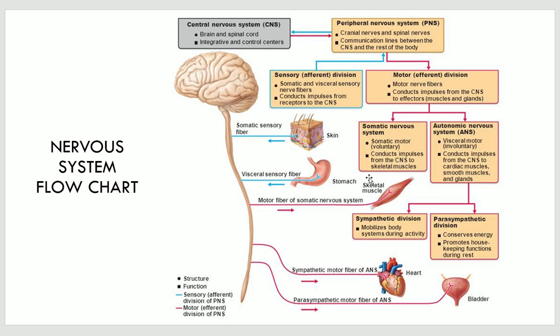to the skeletal muscles. Autonomic is involuntary. In the somatic nervous system, so somatic, motor, voluntary, CNS to skeletal muscle, impulses are being sent from the brain, spinal cord to skeletal muscles, and that leads to voluntary movement. So moving your body voluntarily.